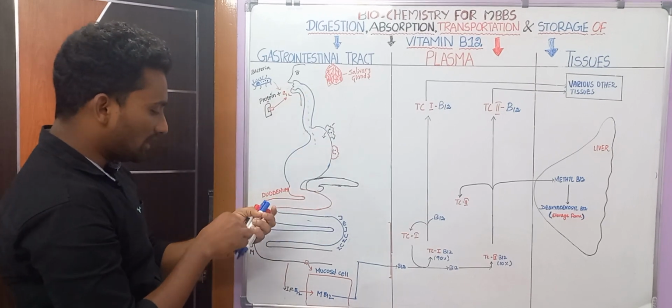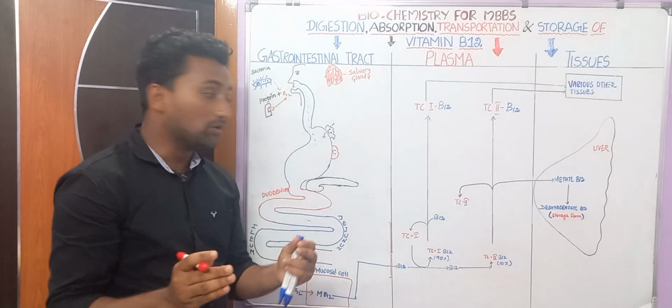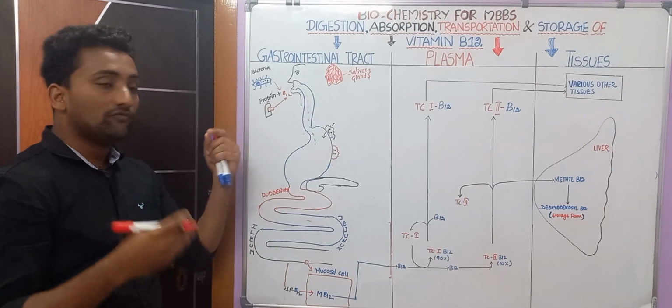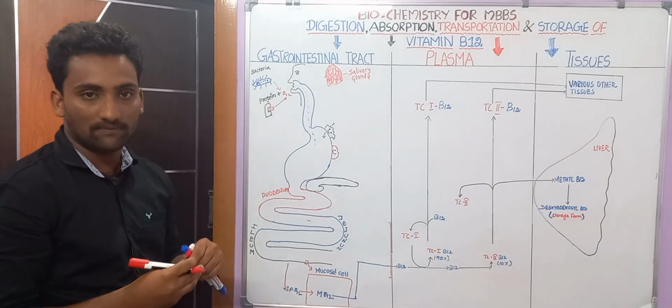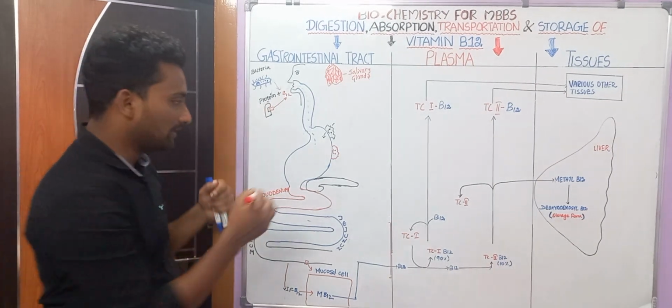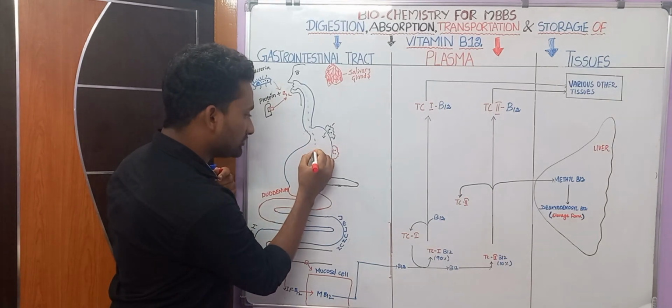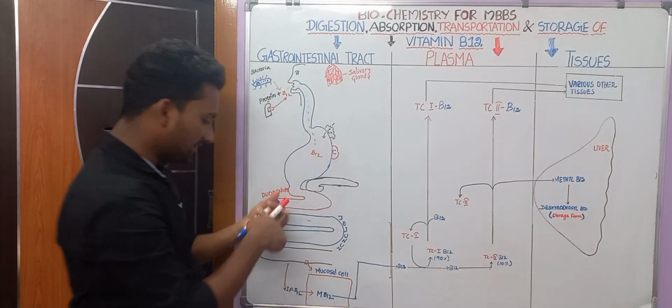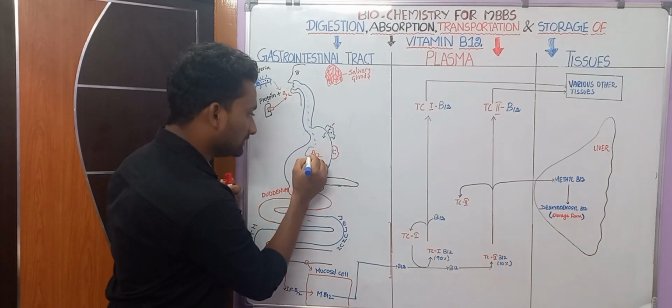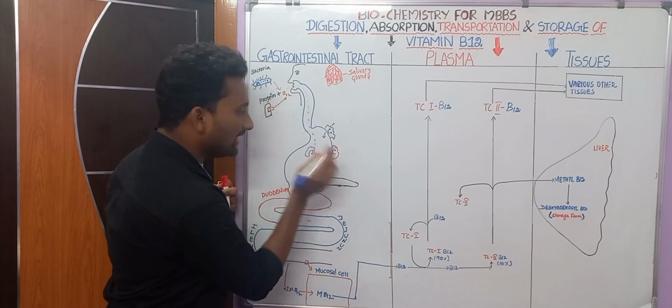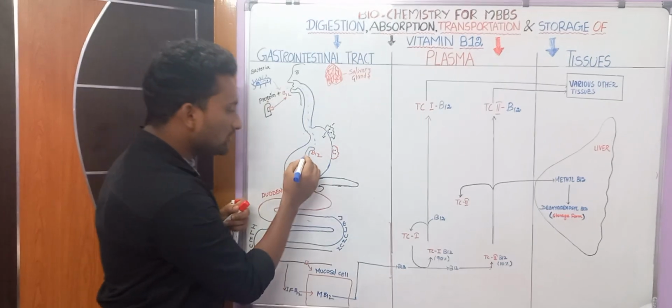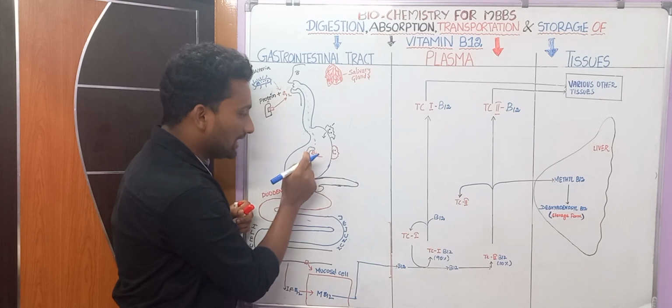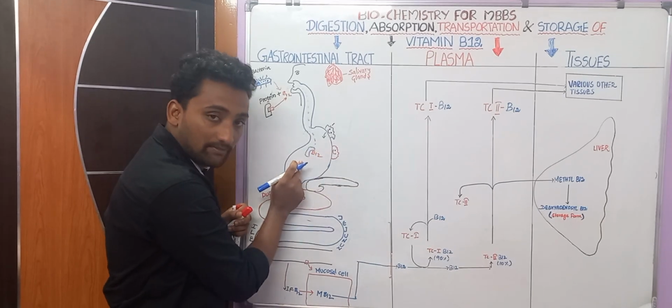So in the stomach what happens? As I already told you, B12 will be in the form of protein bound. See here, this is B12 and here is the protein bound form, the protein and vitamin B12. As soon as vitamin B12 along with protein reaches the stomach, what happens?